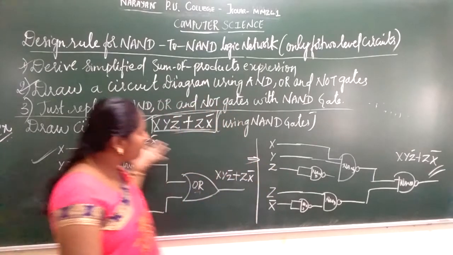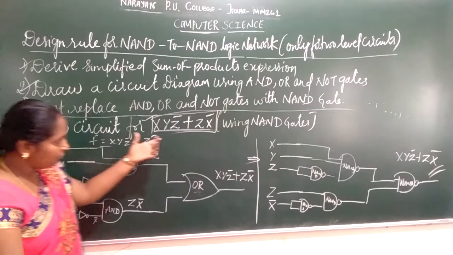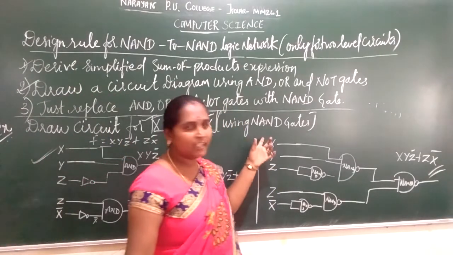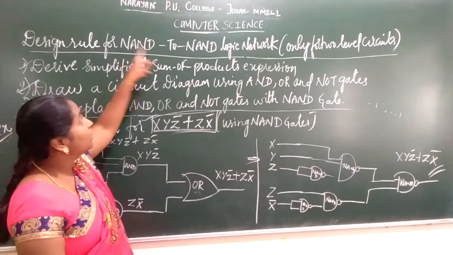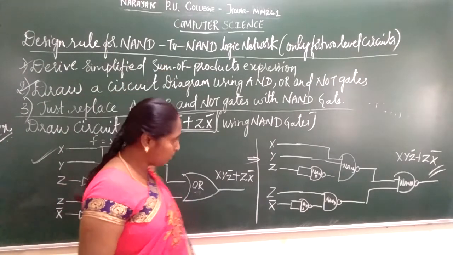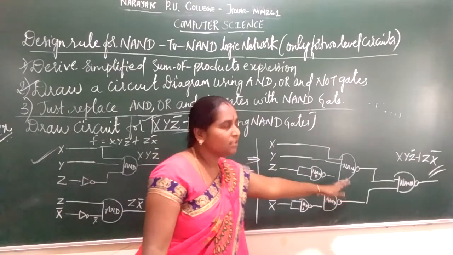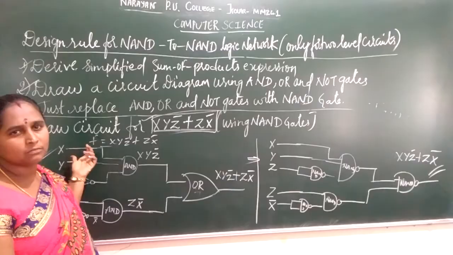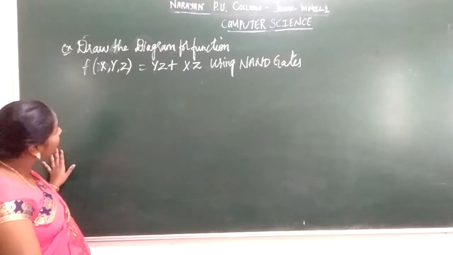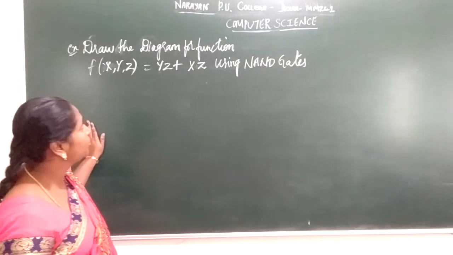So if you have a question, draw a circuit diagram for the given expression using a NAND gate, then you have to draw the circuit diagram using the NAND to NAND rule. Then you have to go from your basic gates to your NAND gates. So we will see another example problem under the same NAND to NAND rule.